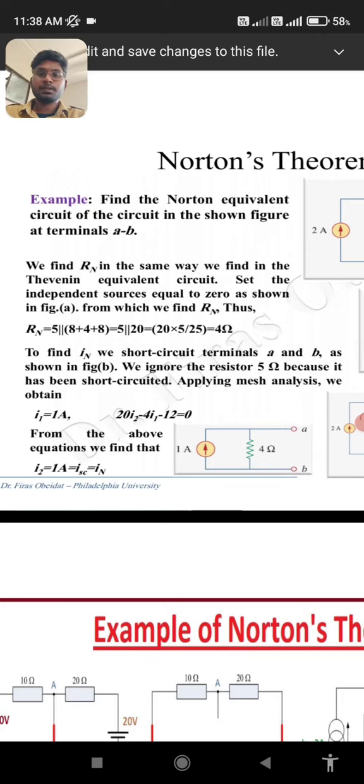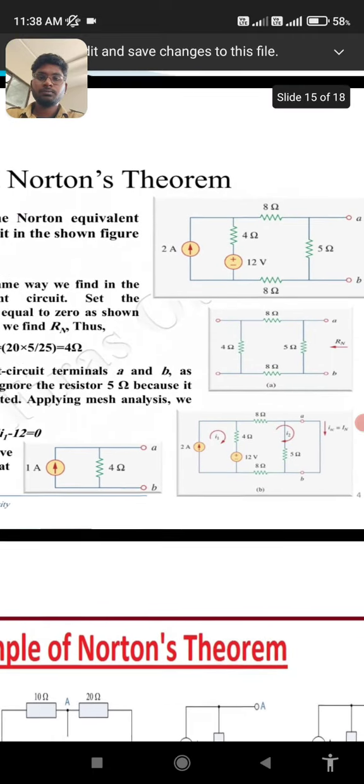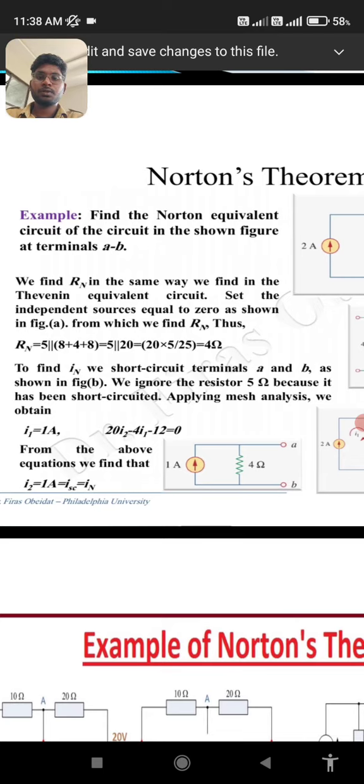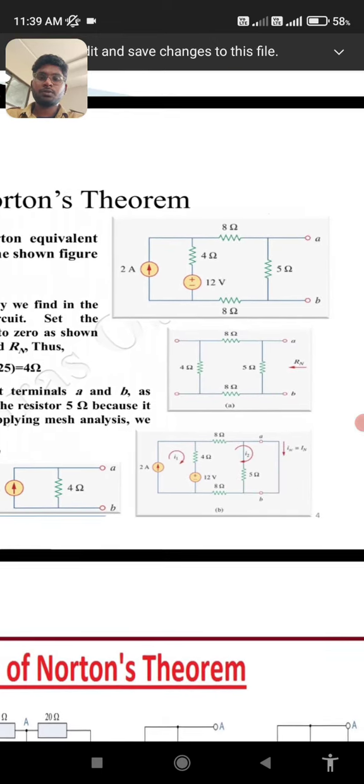Find the Norton's equivalent circuit of the circuit in the shown figure at terminals A to B. We find Rn in the same way as in the Thevenin's equivalent circuit: set the independent sources equal to 0 as shown in figure A, from which Rn is equal to 5 parallel with 8 plus 4 plus 8, which is 5 by 20 is equal to 20 into 5 by 25 is equal to 4 ohms.